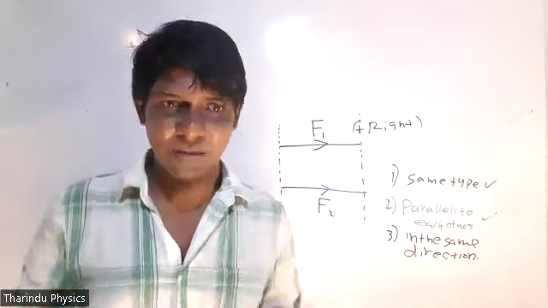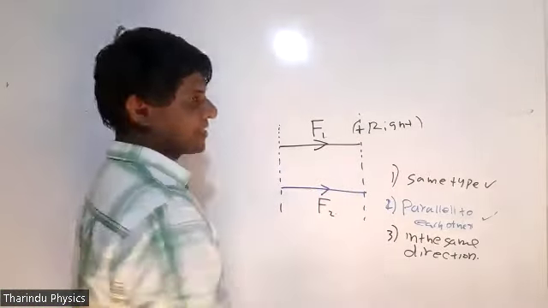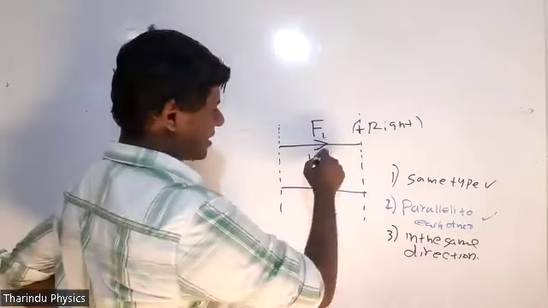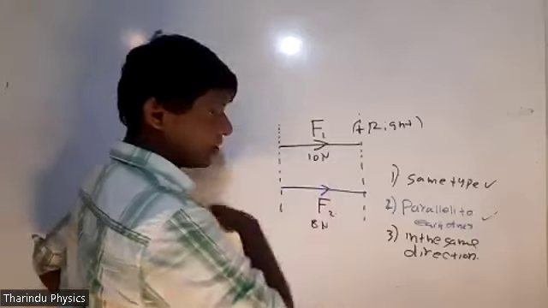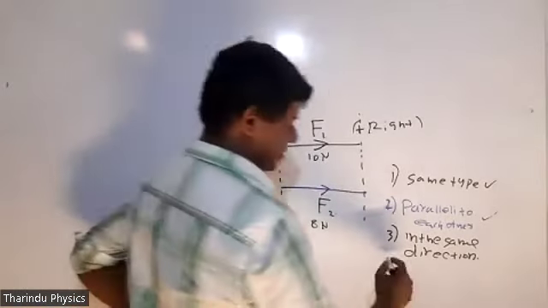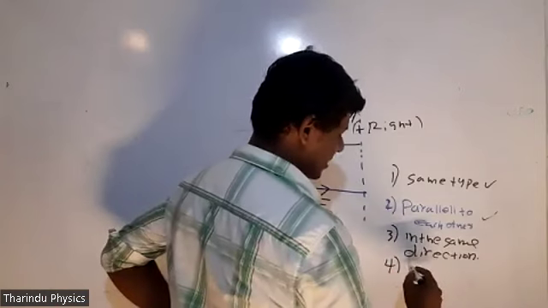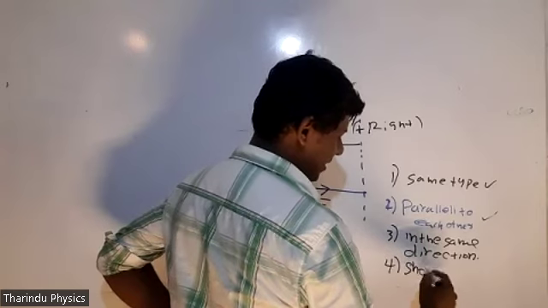Because these two are in the same direction. The last thing is, they should have the same magnitude. Imagine if this is 10 Newton and this is 8 Newton, it is not going to satisfy. So the fourth factor is what? The same magnitude.